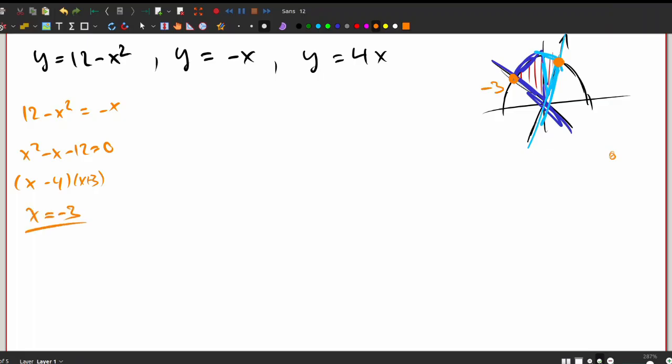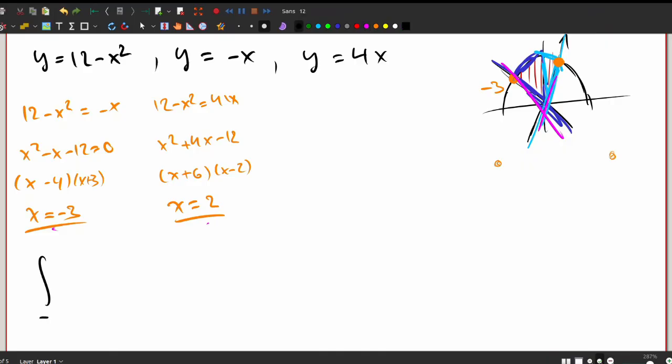Now, for the second one, we have to say it's equal to 4x. So 12 minus x squared equals 4x. X squared plus 4x minus 12, so (x plus 6)(x minus 2). We're not concerned with negative 6 because that point's all the way down here. So we're going to deal with x is equal to positive 2. Now, the other endpoint for both of these integrals is 0 because that is where these two lines intersect. So we're going to integrate from negative 3 to 0 and 0 to 2.